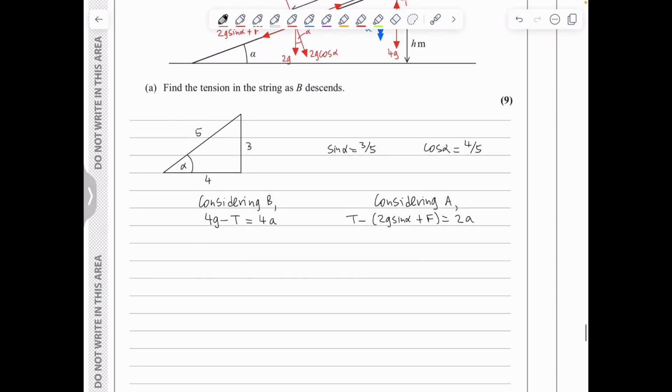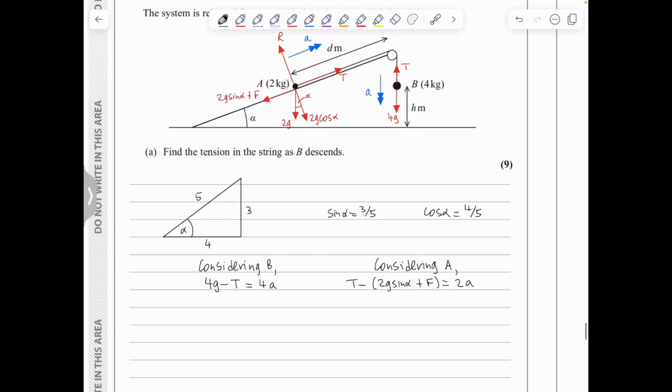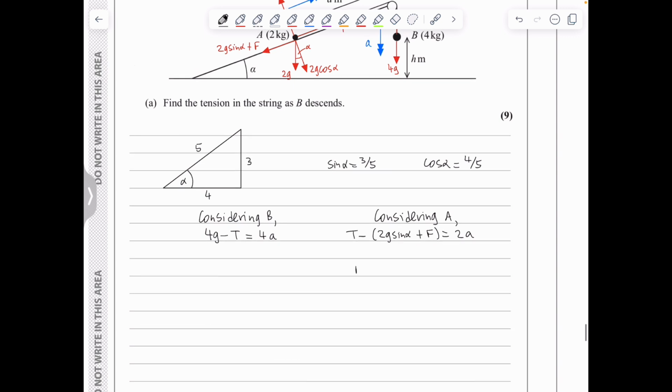So we've got that the reaction here, if we look at the diagram once more, is equal to 2G cos alpha. So R is equal to 2G cos alpha, and we know that cos alpha is 4/5, so 2G times 4/5, which gives an answer of 15.68 newtons for the reaction R. Well, since we've got motion, the friction attains its maximum value F max given by mu R.